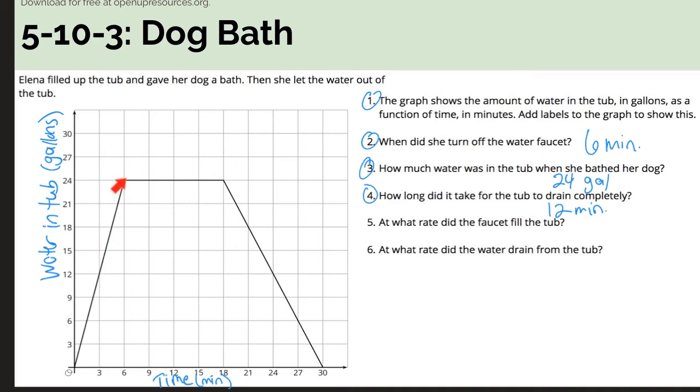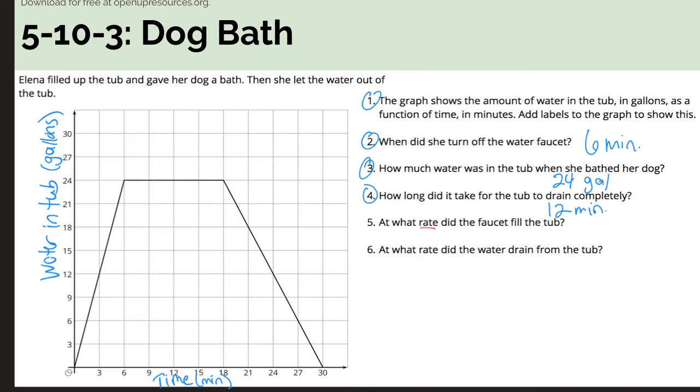How much water was in the tub when she bathed her dog? This amount of time right here is where she was bathing her dog, and there was 24 gallons in the tub. And how long did it take for the tub to drain completely? Here's where it was draining. So it drained from 18 minutes to 30 minutes. So that would be 12 minutes to drain the tub completely.